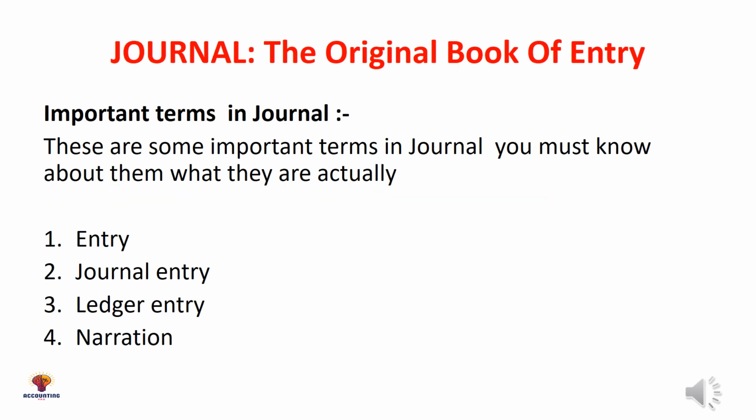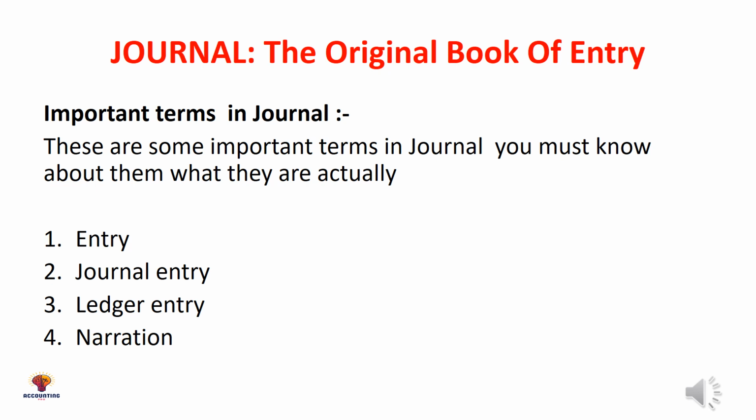Now we will discuss some important terms used in journal. These are some important terms in journal. You must know about them, what they actually are. Number 1, entry. Number 2, journal entry. Number 3, ledger entry. Number 4, narration. Now we discuss these terms in detail.